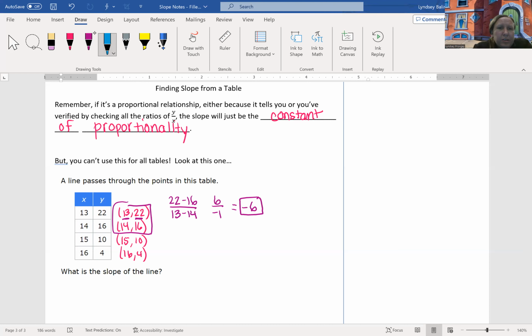Just to show you, I could have used, I'll do the first one and the last one and see what happens. So that'd be 22 minus 4 over 13 minus 16. So we get 18 over negative 3, which if we divide, still equals negative 6. Okay, so just treat your table as a bunch of ordered pairs. Choose two of those ordered pairs, subtract your y's, subtract your x's, and simplify.